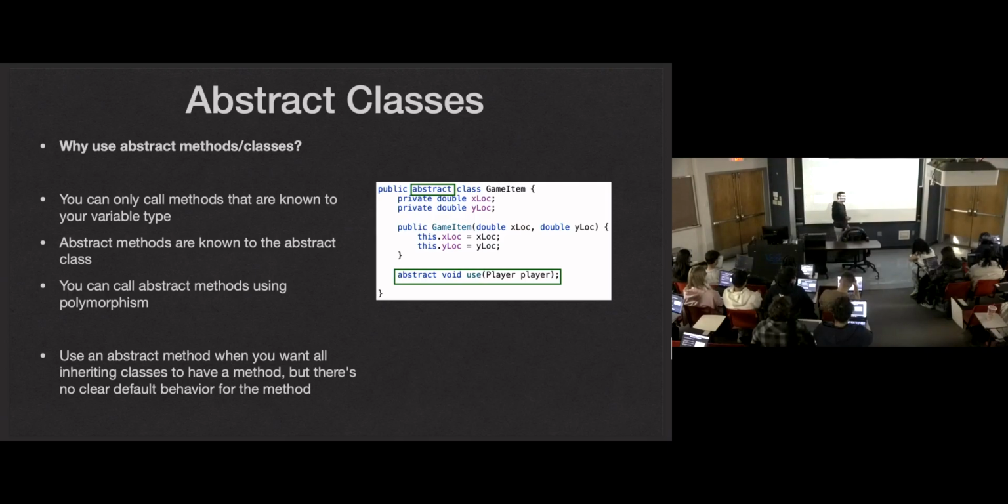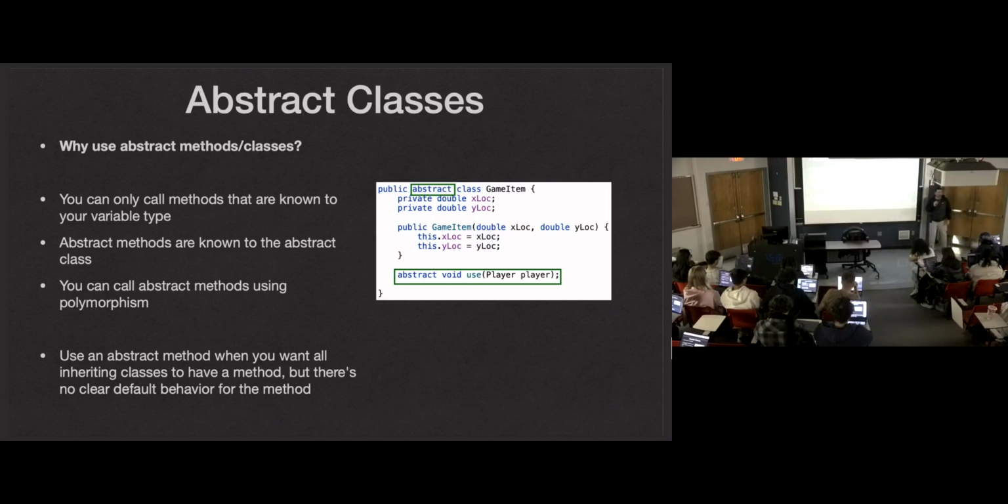Yep. So if I create an object that inherits from game item, how does calling the super constructor work? Like, if you can't create an object that's like game item, then how do you call the super?